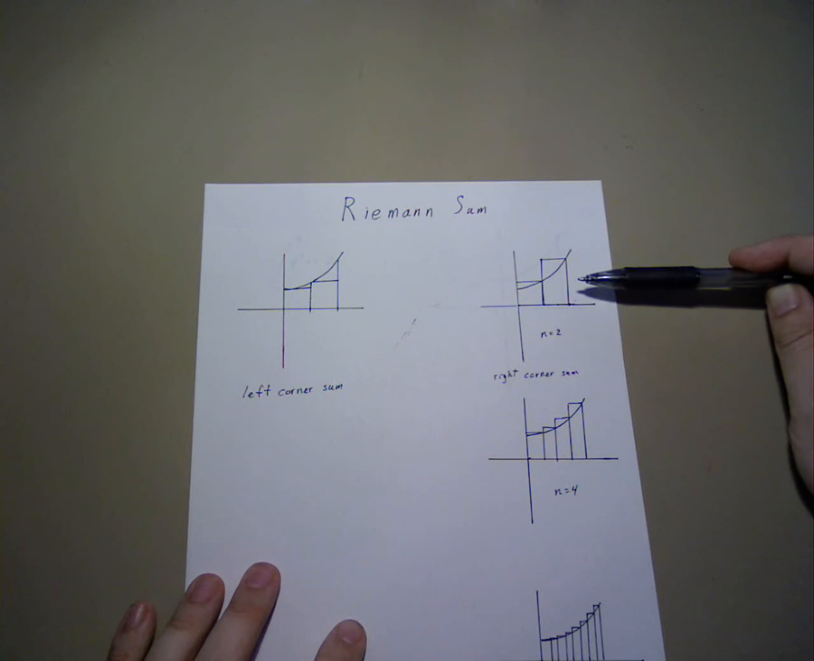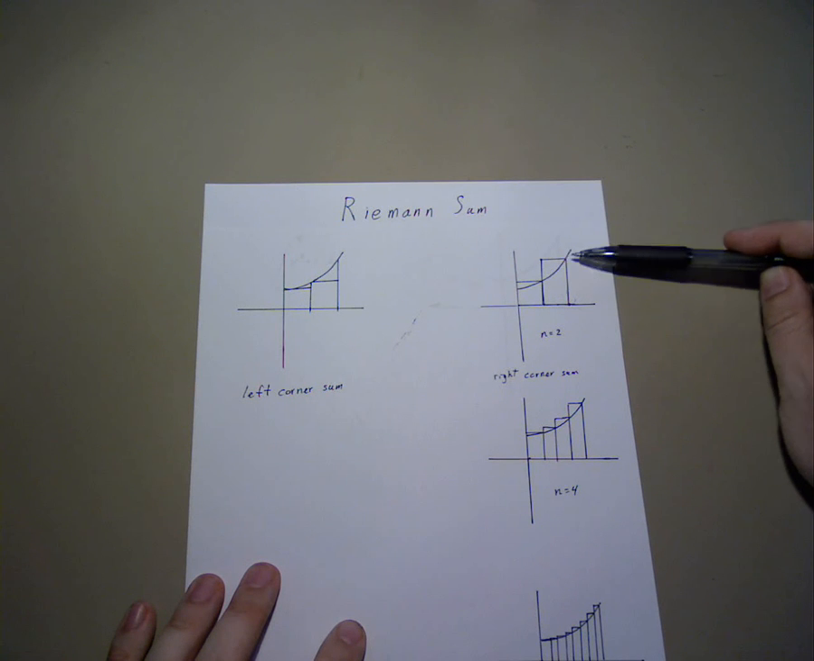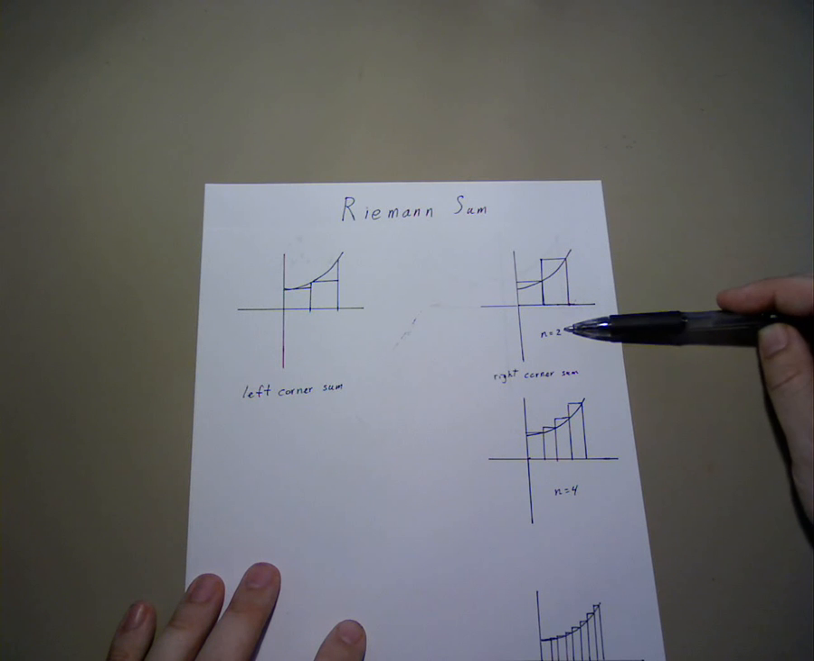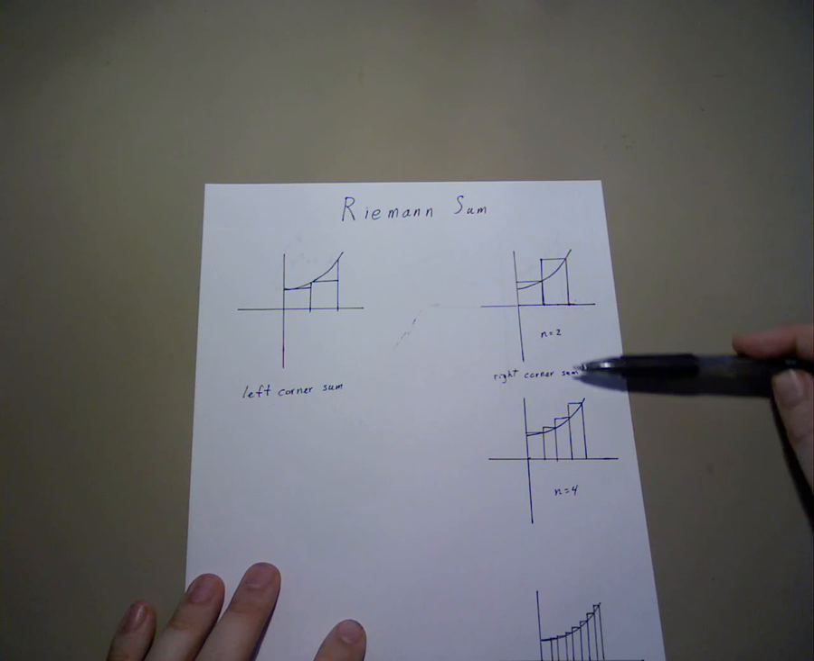This is an example of a right corner sum, where the right corner is equal to the value of the function. This is the case we're going to use in our example. Here we have n equals 2. We have the area subdivided into two rectangles.